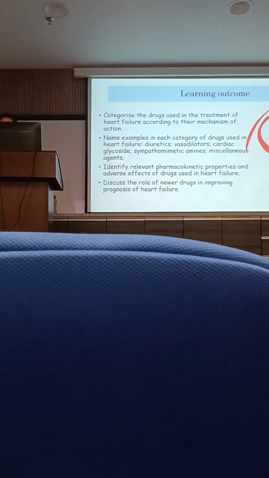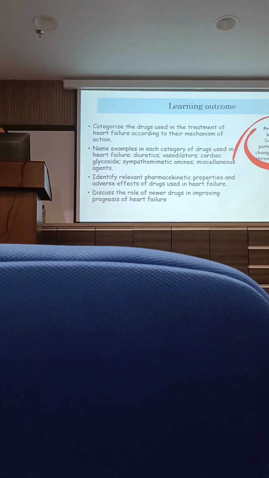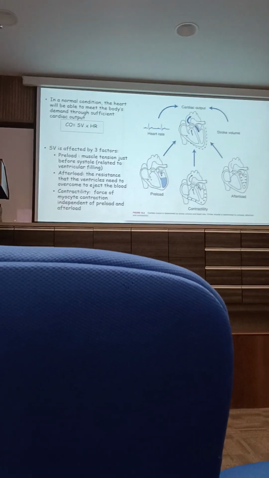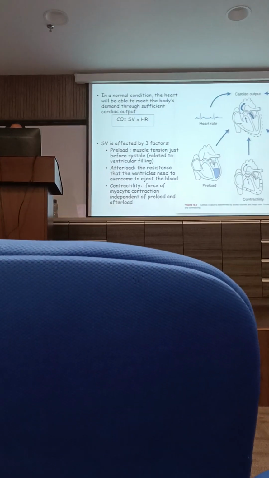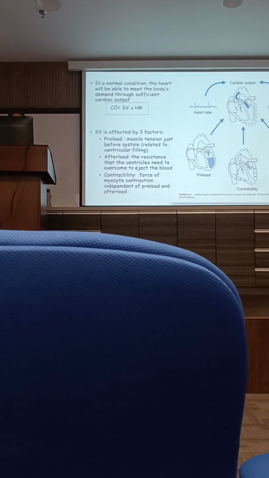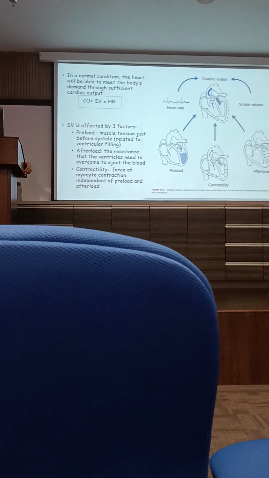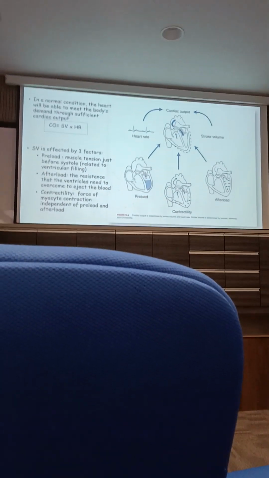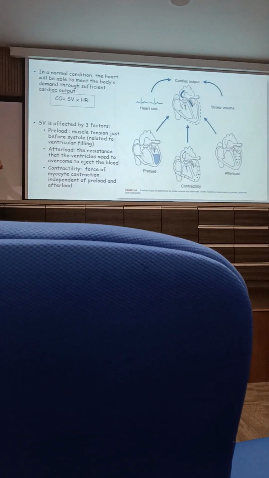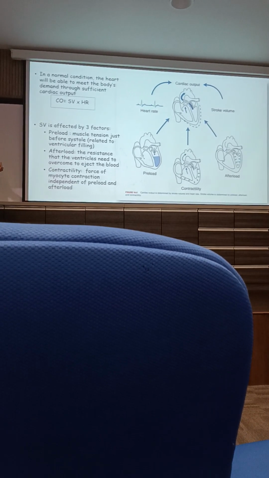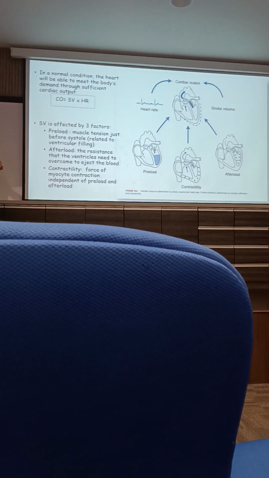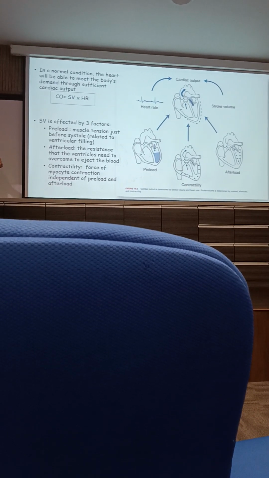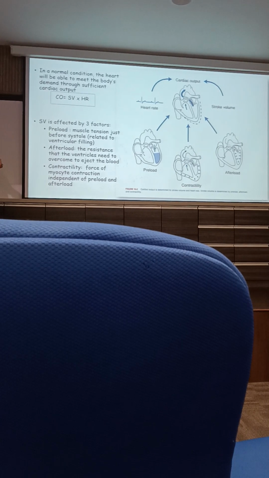What are the guidelines of treating heart failure in Malaysia? So just a recap of your physiology. In a normal condition, the heart will be able to meet the body's demand through sufficient cardiac output. So you have a cardiac output, and it's a function of the stroke volume and the heart rate. Every stroke volume, which is the volume of blood being pumped out from the heart, depends on three factors, which are the preload, the afterload, and the contractility.